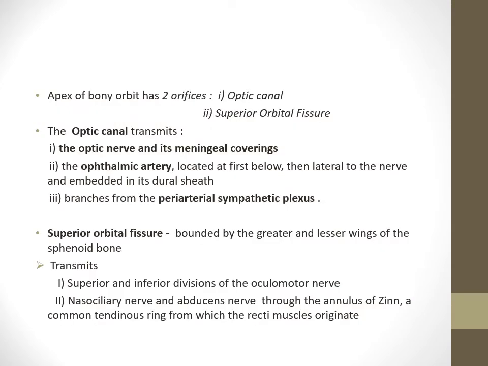The apex of the bony orbit has two orifices. First is the optic canal, and second is the superior orbital fissure. The optic canal transmits the optic nerve and its meningeal coverings, the ophthalmic artery, and the branches from the periarterial sympathetic plexus. The superior orbital fissure is bounded by the greater and lesser wing of sphenoid. It transmits the superior and inferior division of oculomotor nerve, nasociliary nerve, and abducens nerve through the annulus of Zinn, which is a common tendinous ring from which the recti muscles originate.